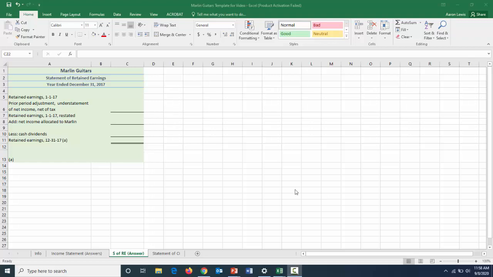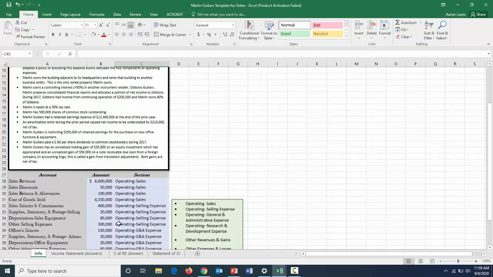Alright everybody, let's finish up this Marlin Guitars example by preparing the statement of retained earnings and the statement of comprehensive income. Firstly, in our statement of retained earnings, what we're going to have here is whatever we began the period with. Well, we got to have that information somewhere, so let's go into our info and see if it tells us anywhere what our beginning retained earnings were.